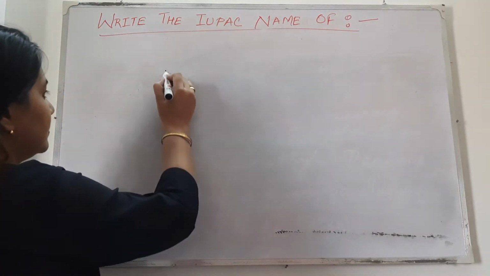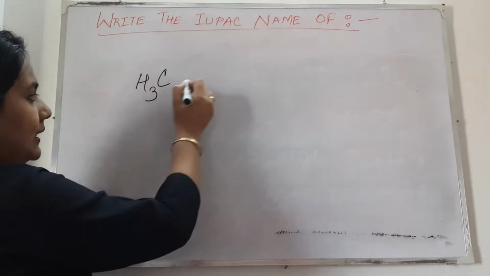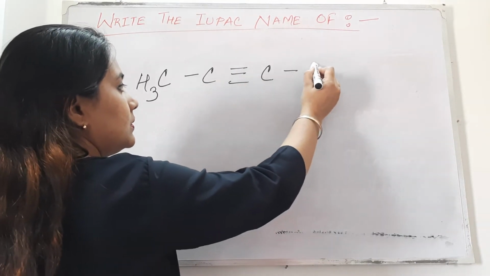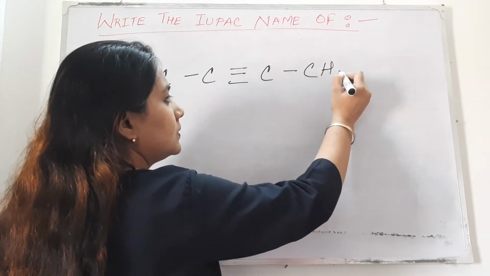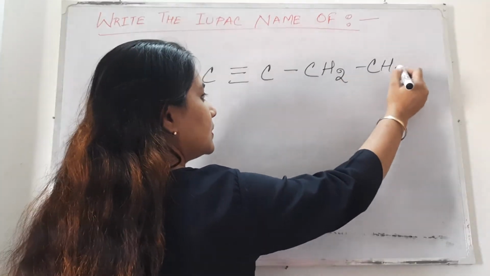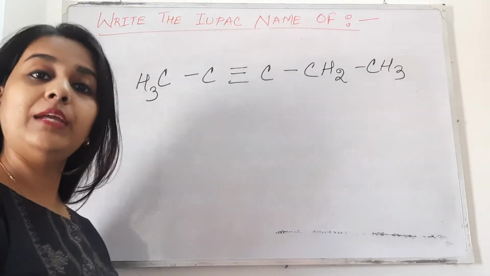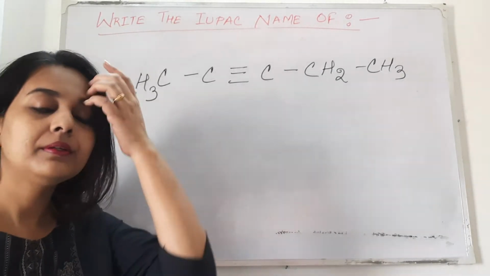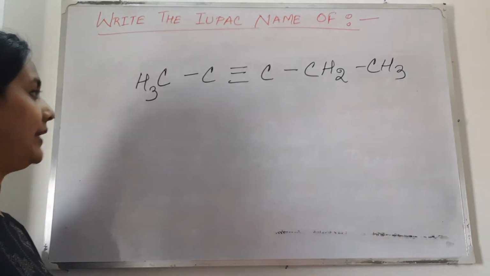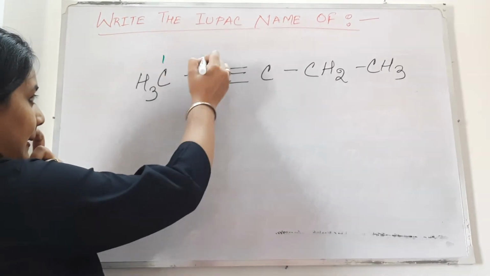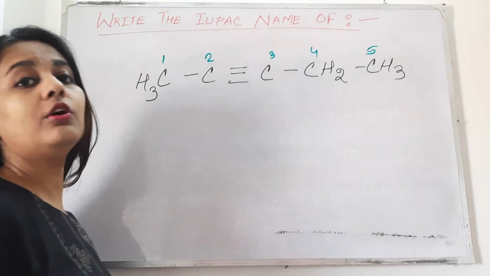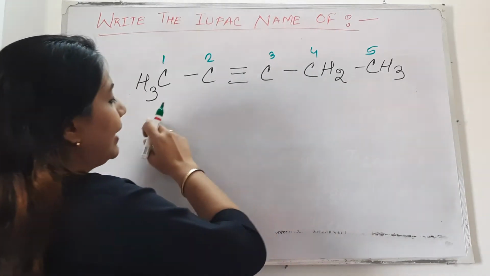Next one, let us take an example of a triple bond. So how shall I name this kind of compound if it has got a triple bond in it? So this kind of compound will be named as 1, 2, 3, 4, 5. Again I cannot number it from this side. Why? Because this should get the lowest number.